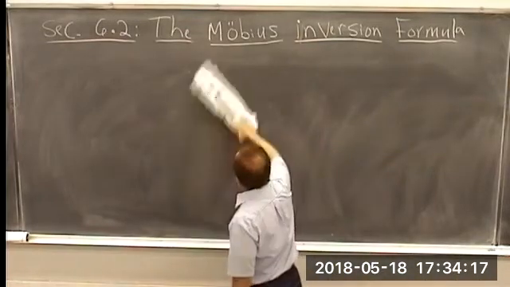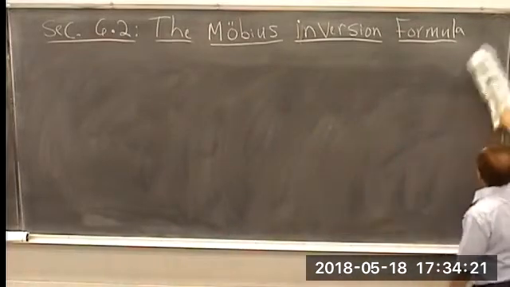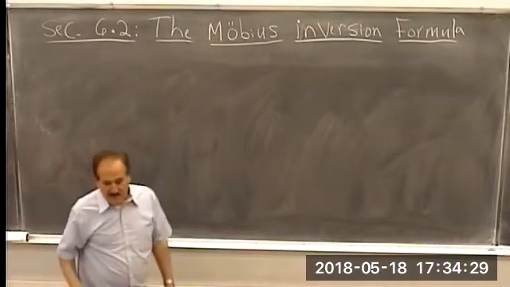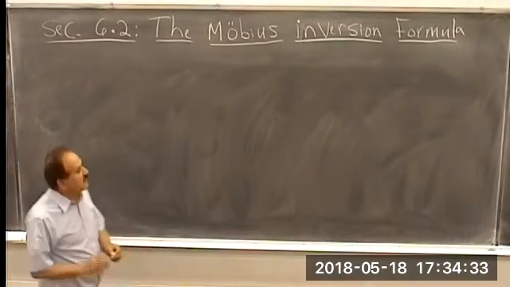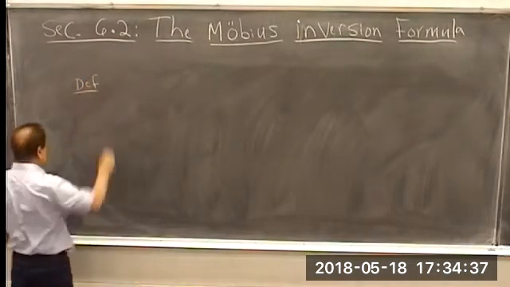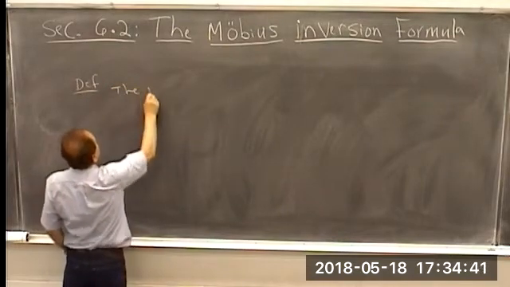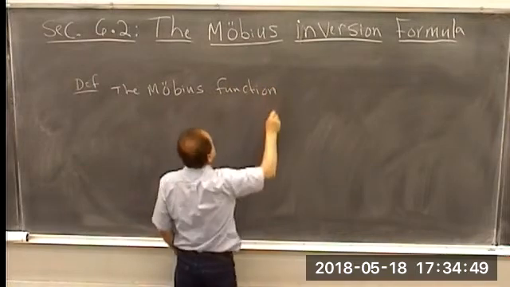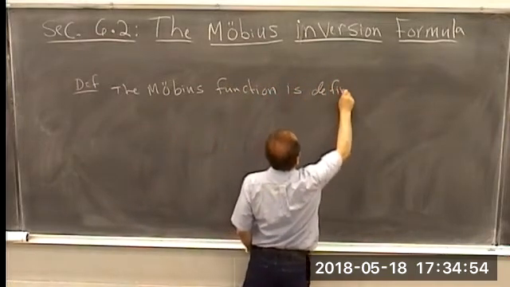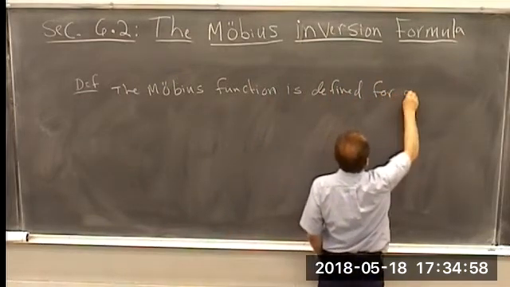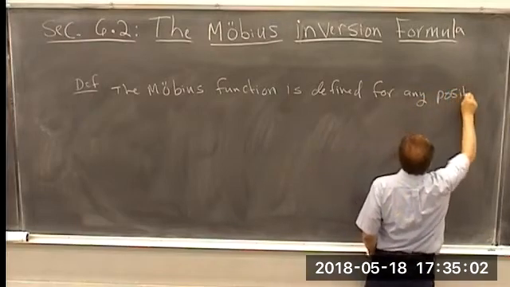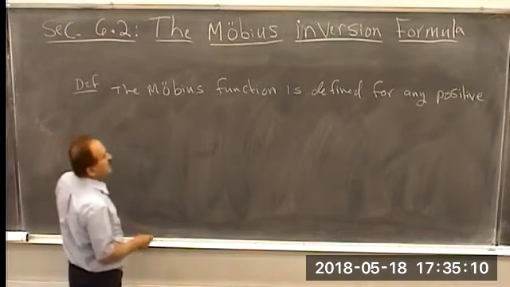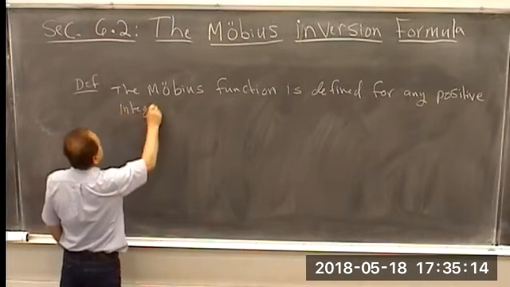This was discovered by Augustus Mobius, a German mathematician, in the 1800s. Probably you heard about the Mobius band, maybe. All right, so here is the definition. The Mobius function is defined for any positive integer. In other words, this function is only defined for positive integers, not the negative ones.